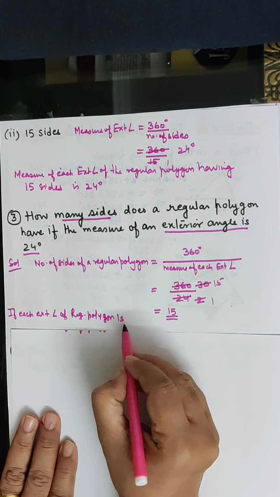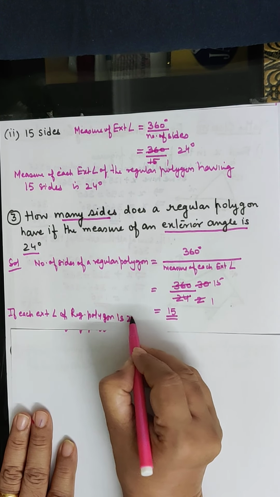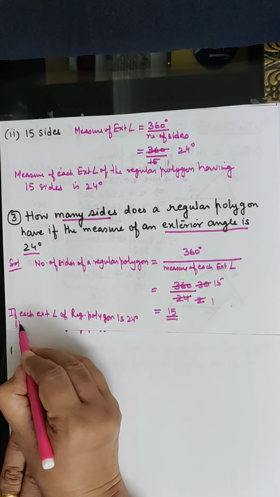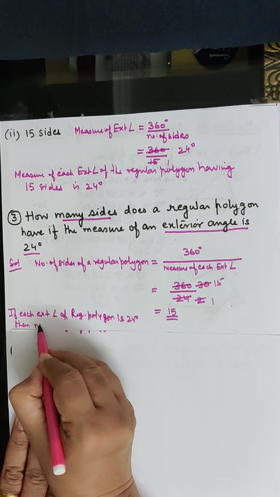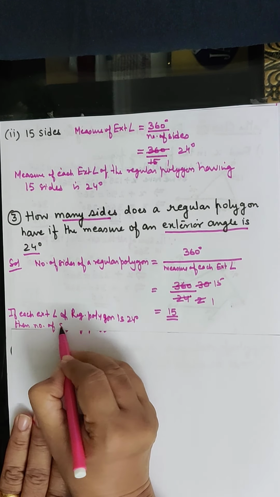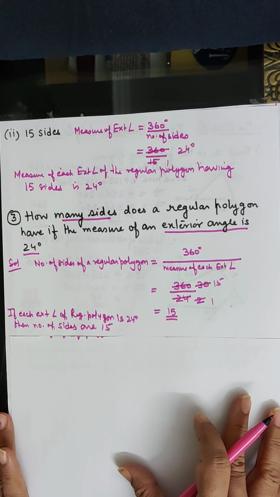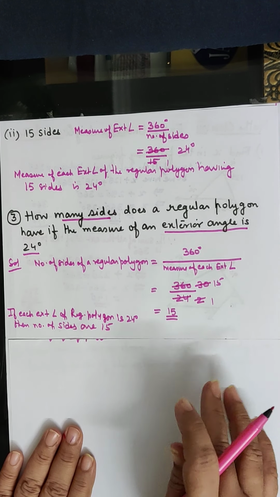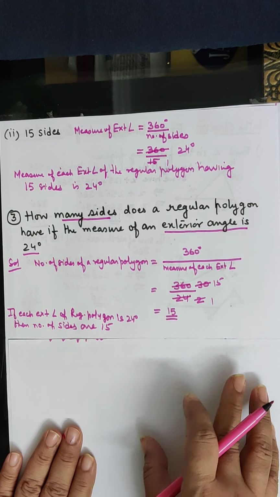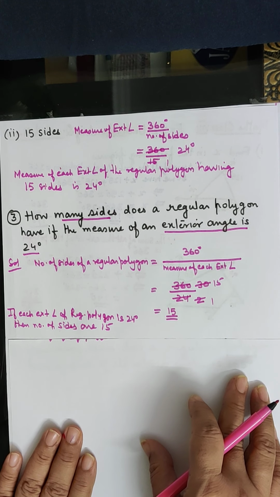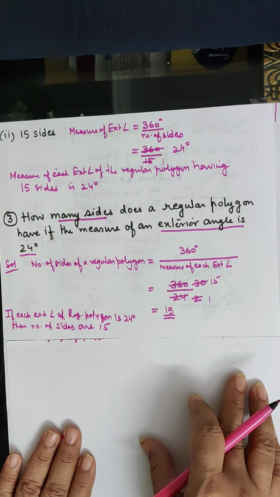If each exterior angle of a regular polygon is 24 degree, then number of sides are 15. All right. So children, with this today I wind up. In the next class I shall start with question number 4.